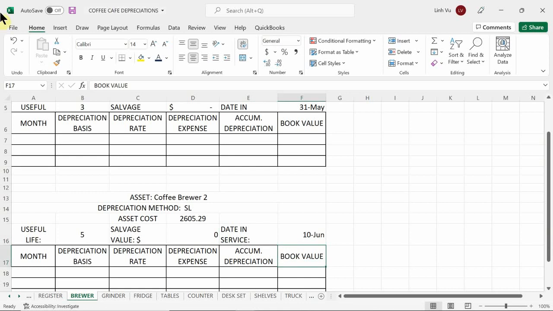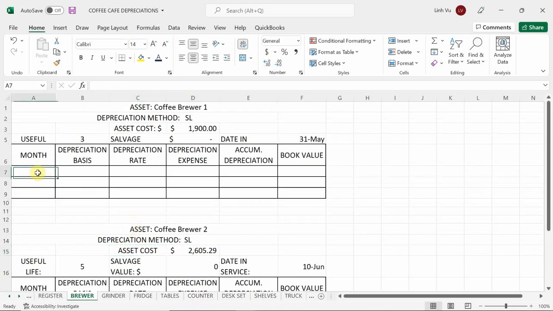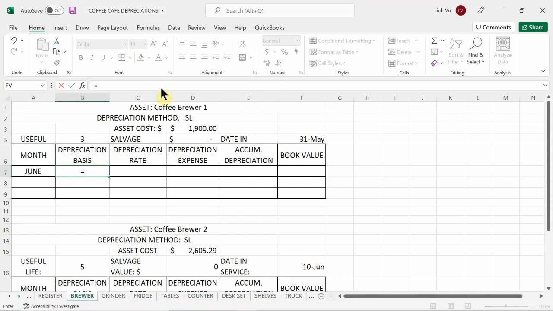So for sure, that's definitely more than 50% of the month. So let's go ahead and calculate one at a time, starting with this one, since we know for sure we are going to be depreciating it for the month of June. Let's calculate the depreciation basis, which is your asset cost of $1,900 minus the salvage value of $0, which will give you a total of $1,900. Okay?